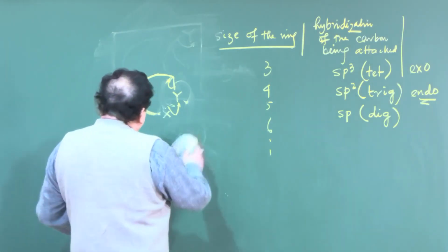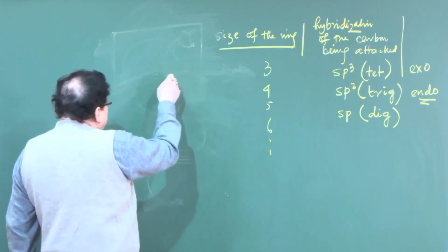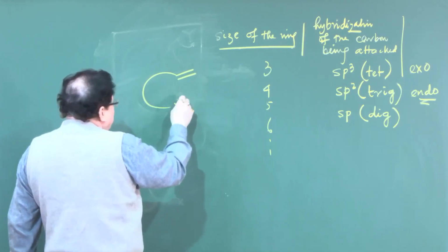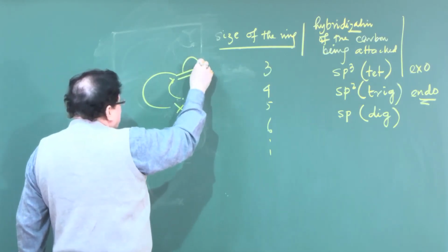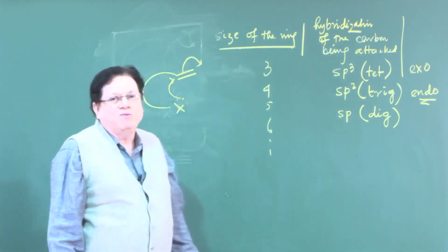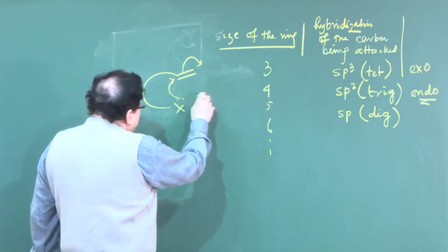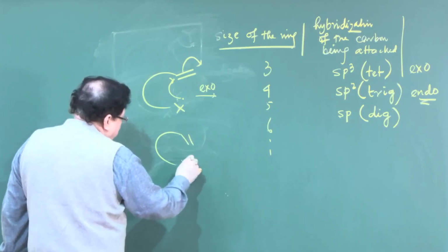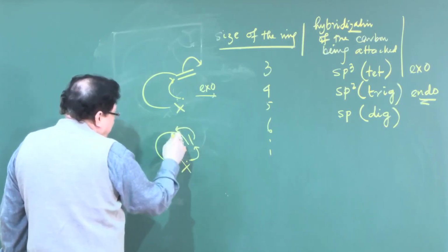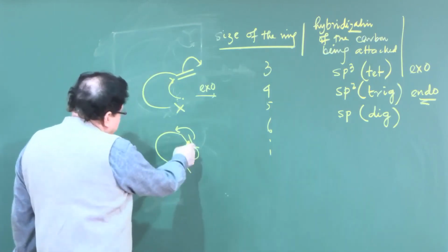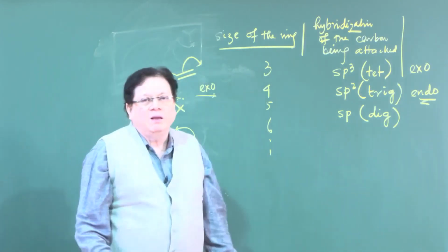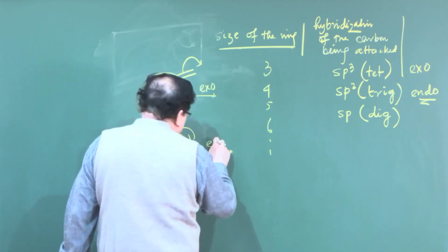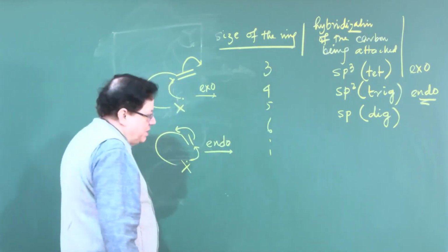Now, if you have a double bond instead of this single bond, and if you have this nucleophile, and it attacks here, then the electron is flowing outside of the ring that is being formed. So, this is what is called an exocyclization. On the other hand, if you have this, now X attacks here. So, now the electron is flowing inside the ring, towards the ring that is being formed. So, this is what is called endocyclization.